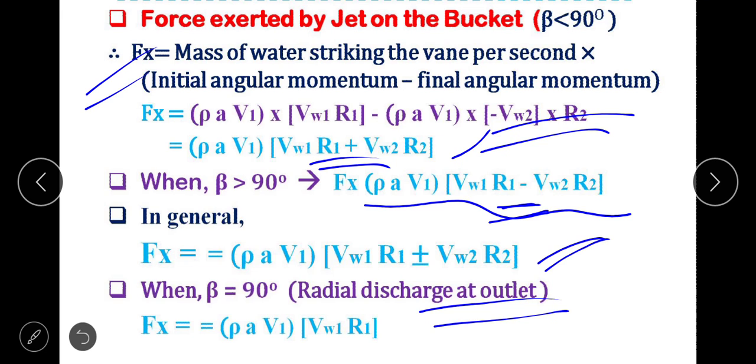Then the force exerted in the direction of flow Fx is equal to rho a v1 vw1 r1, because vw2 will become 0. Therefore, the component vw2 r2 within the bracket vanishes, left with only vw1 r1. Clear?